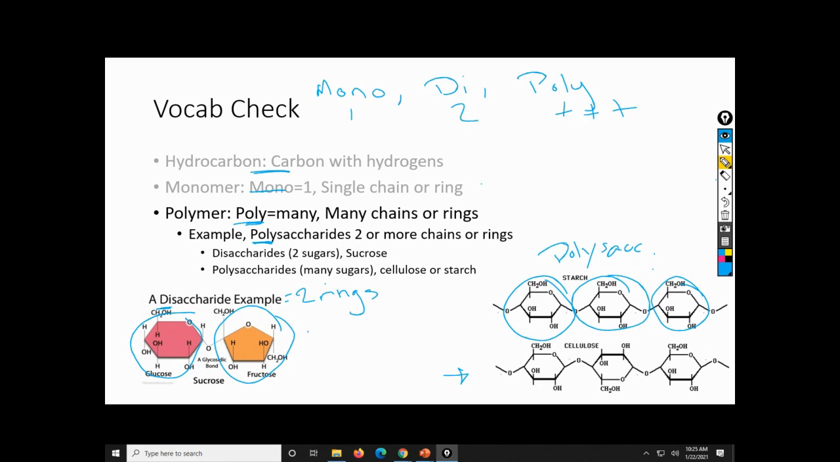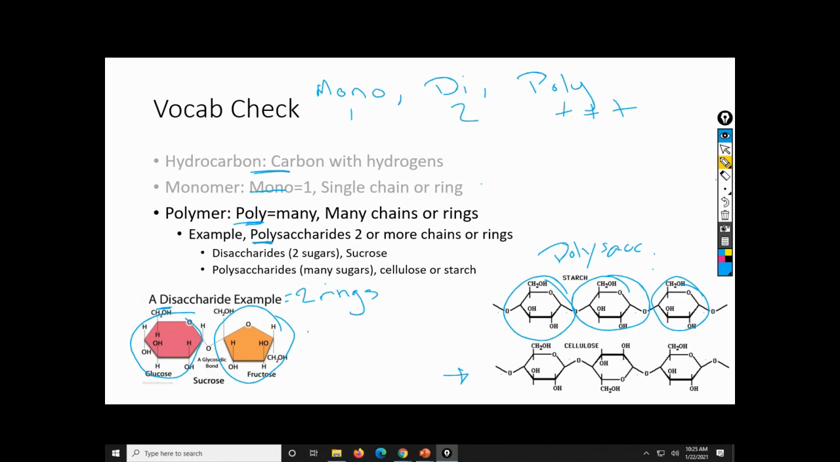Okay, so mono being 1, di being 2, gotta end in a no now, right? Poly just meaning more than 2. So these terms aren't too bad, right? Counting feels very relaxed. It's a nice Friday activity.